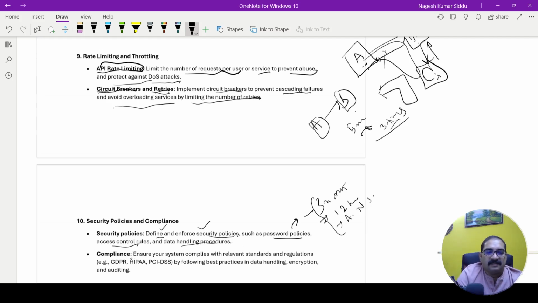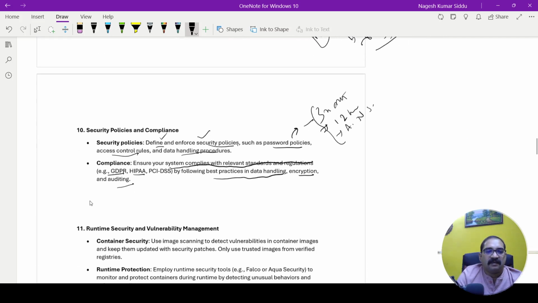Then compliance. These policies we set as a development team or at an organization level, whereas compliance comes from external agencies like GDPR or HIPAA. So these kinds of compliances need to be followed so that users trust our application and we protect the data of the users. It ensures your system complies with relevant standards and regulations by following best practices in data handling, encryption, and auditing.